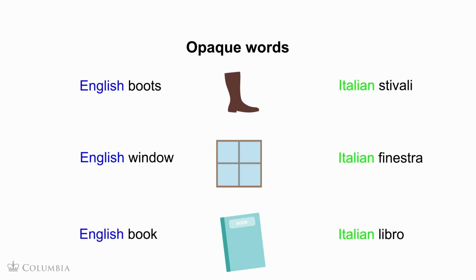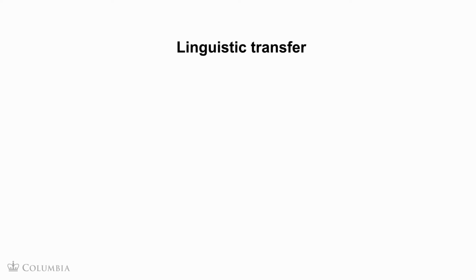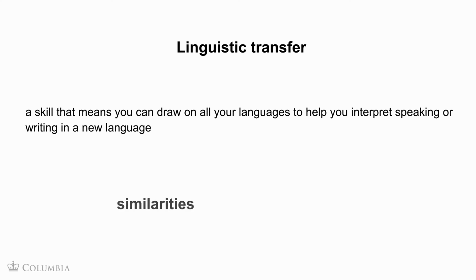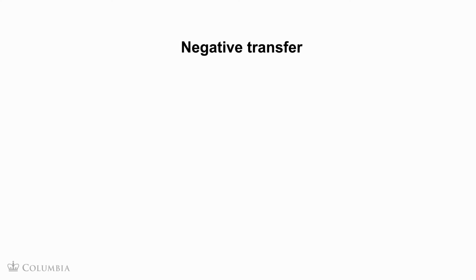When we notice different forms of transparency between languages, we optimize our linguistic transfer, a skill that means you can draw on all of your languages to help you interpret speaking or writing in a new language, for instance. When we use linguistic transfer, we consciously point out similarities and differences between languages. By making connections between languages obvious, we are able to avoid negative transfer, where we might use a semi-transparent word that isn't quite correct.